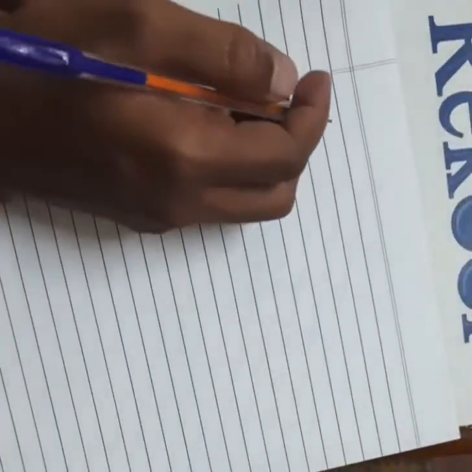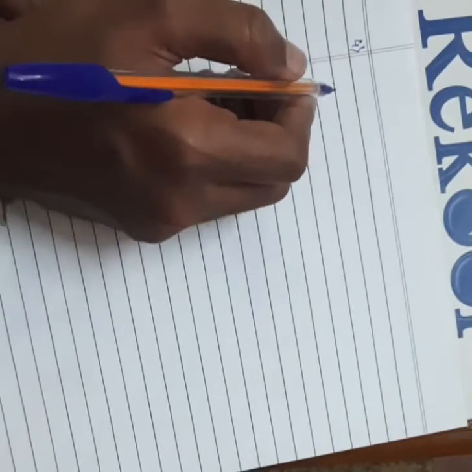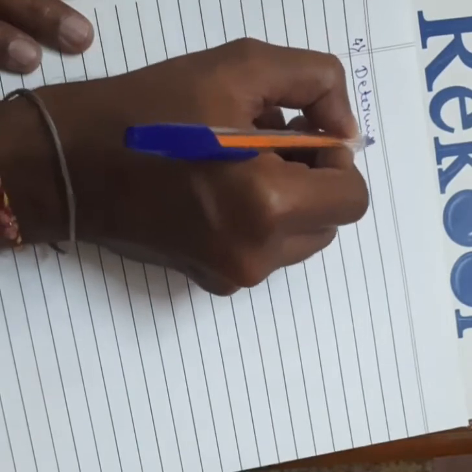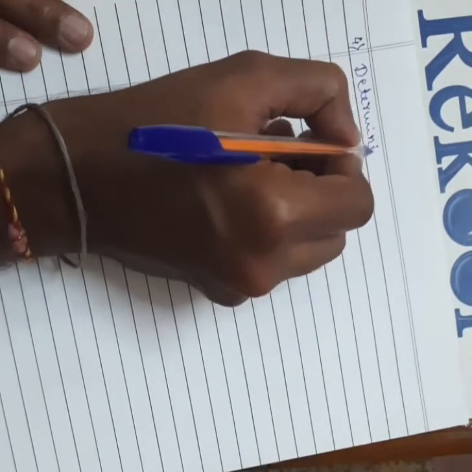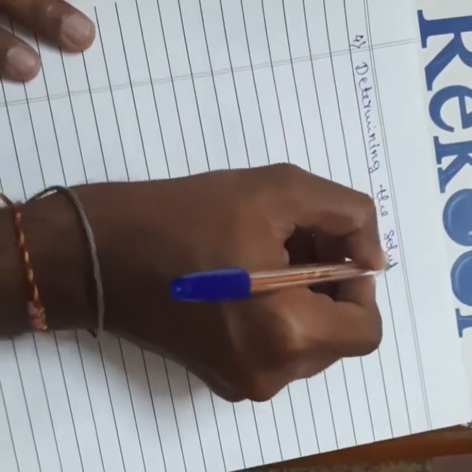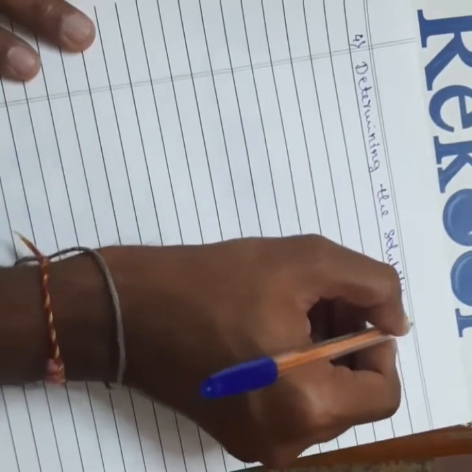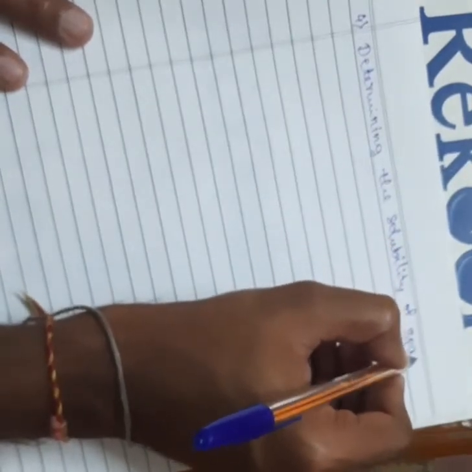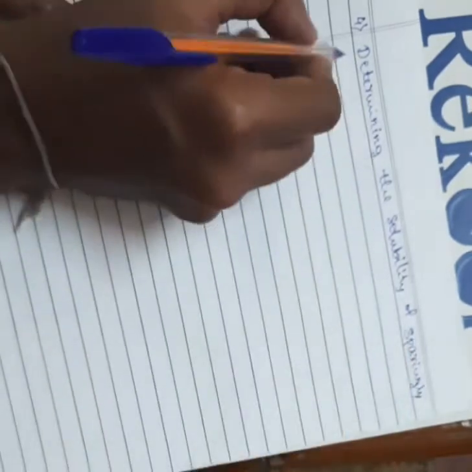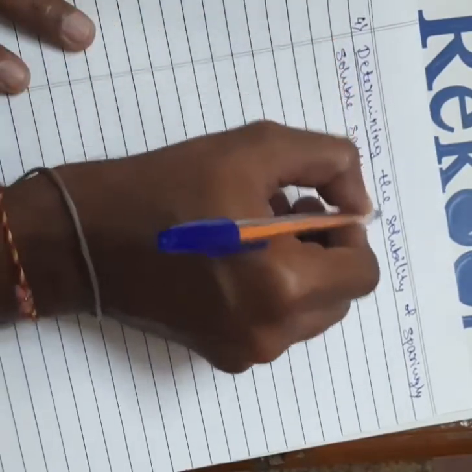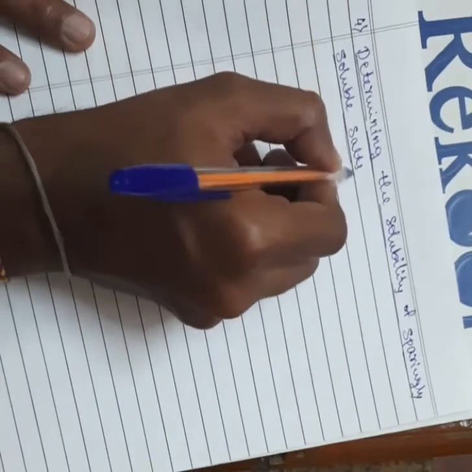So next one is determining the solubility of sparingly soluble salts. This is the fourth and last application of conductometry.